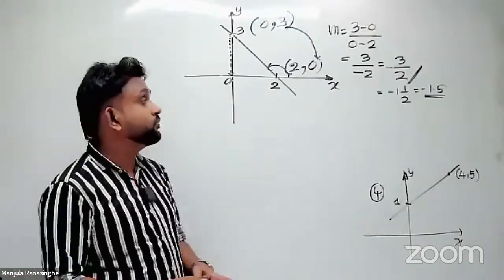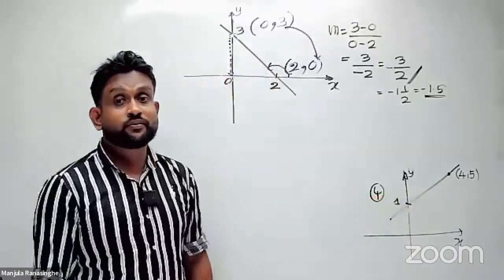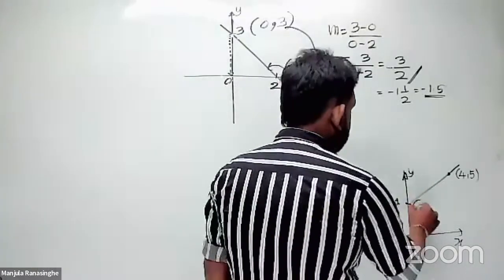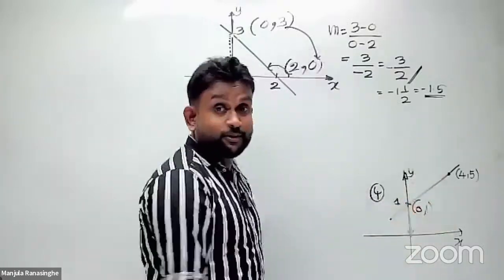Right. That is done. Now we move to the next one. Here 4, 5, here 1. Now you know how to convert this as a coordinate. Tell everyone, X coordinate is what, Puta? 0. Y coordinate 1. So 0, 1.